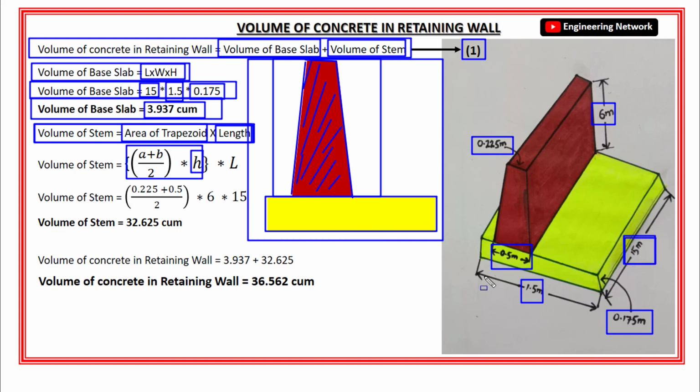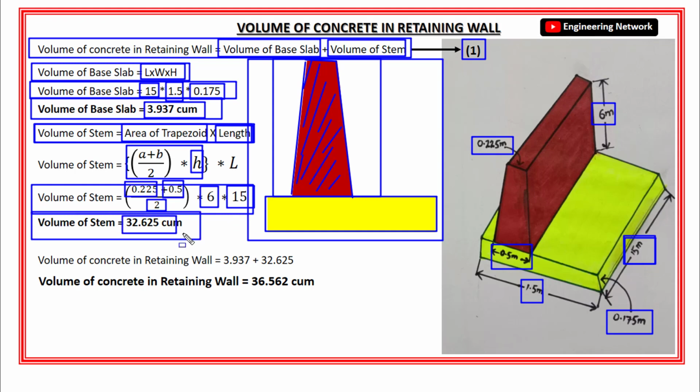So the volume of concrete in stem of this retaining wall is equal to (0.225 plus 0.5) divided by 2 and multiply by 6 multiply by 15. Okay? And after calculations, the volume of stem will become 32.625 cubic meter. Okay. Now I have the volume of concrete in base slab and also I have the volume of concrete in stem as well.